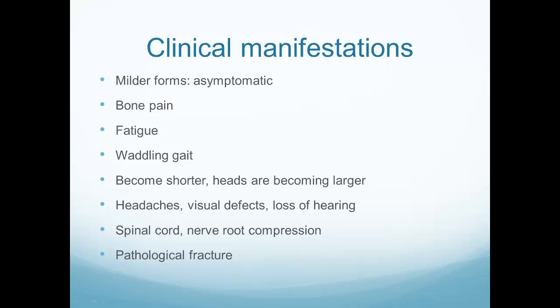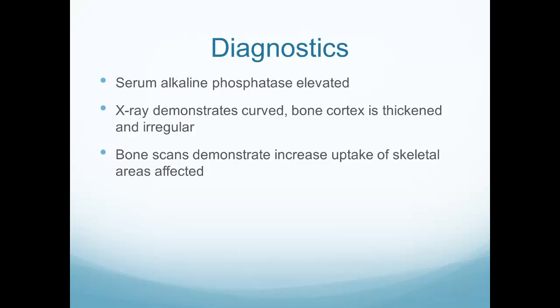The neurologic symptoms that we see here are going to be caused by the shortening and the changes in the bone structures. So we're going to start to see headaches, visual defects, and loss of hearing that can happen from our cervical vertebrae and the head starting to change its shape because of the bone abnormality, spinal cord nerve root compression, again from the spine and the pelvis changing, and pathologic fractures because the bone, even though it's changing and becoming bigger, is becoming weaker, and we can have pathologic fractures occur as well.